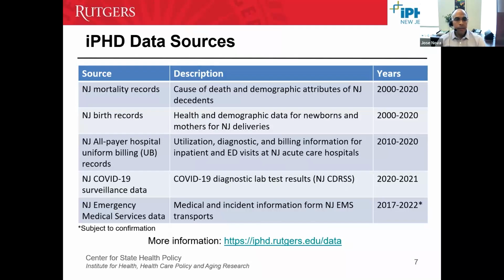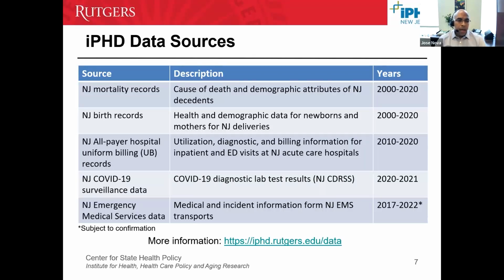We also have the all-payer hospital uniform billing records, which is hospital claims data from inpatient discharges and in-person visits made to hospital emergency and outpatient departments at New Jersey hospitals. Some of the data elements include, but are not limited to, admission and discharge dates, encounter information, such as diagnosis, patient characteristics, and associated charges for the visit.